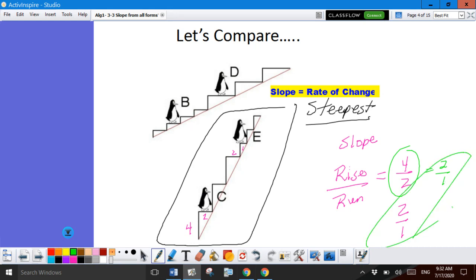The same thing. So slope is always going to be a fraction. Okay, it's rise over run. We are always going to simplify, which means we're going to simplify those fractions, look for common multiples, and factor them out.